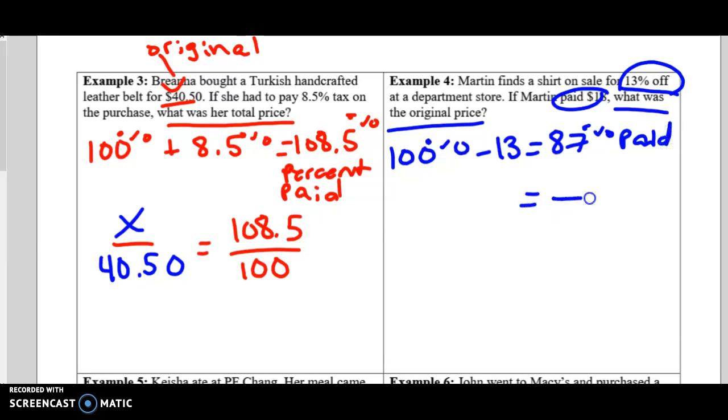So when I set up my proportion, I should have 87 over 100, because my percent always goes over 100, and then I'm looking for the original cost, and he paid 18. So original, X, in the denominator, 18 in the numerator.